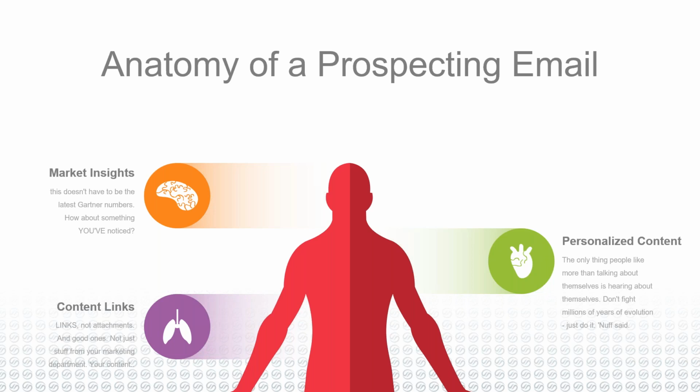However, there are 6 things within the body of an email, within an email itself, that I think are universal, that are always there, and that need to be there. One of the things is the brain, the market insights. You need to know your industry. You need to understand what's going on in the industry.